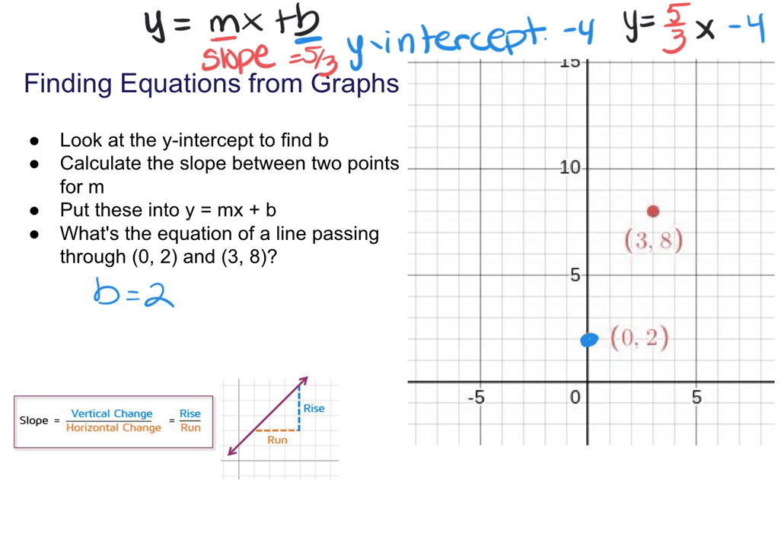So remember, rise goes first, vertical change. So I am just going to count 1, 2, 3, 4, 5, 6. And I am going to count over. 1, 2, 3. So my m is rise 6 over 3.